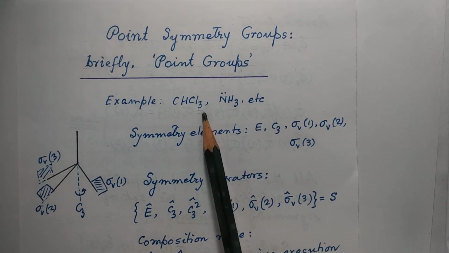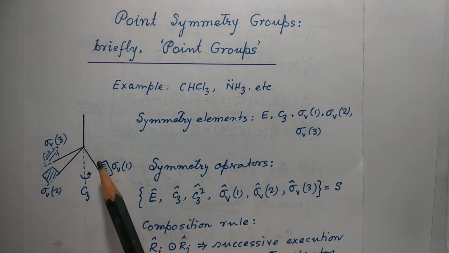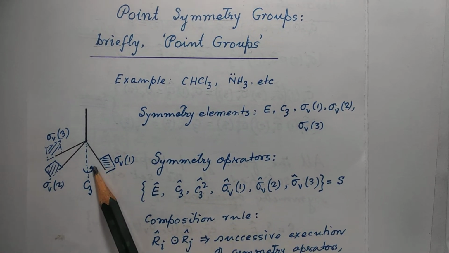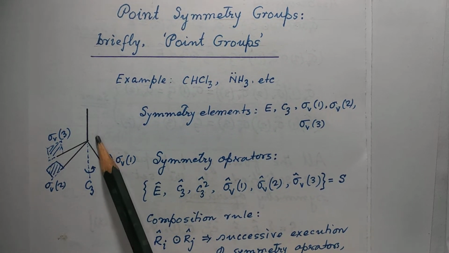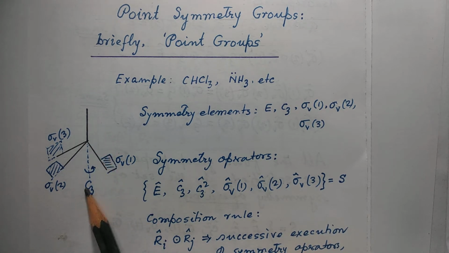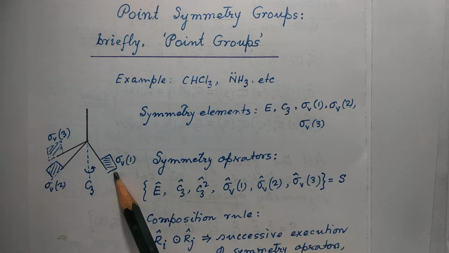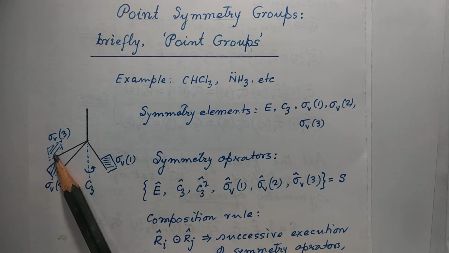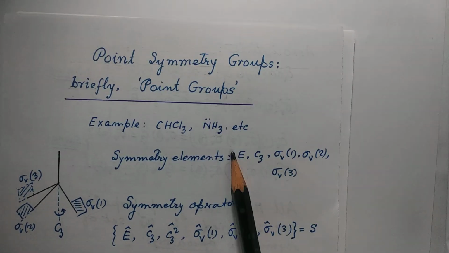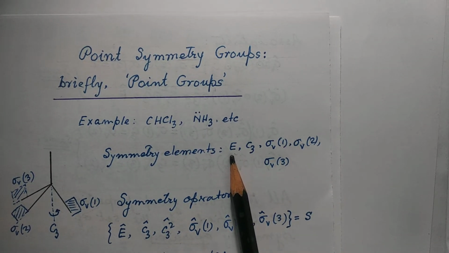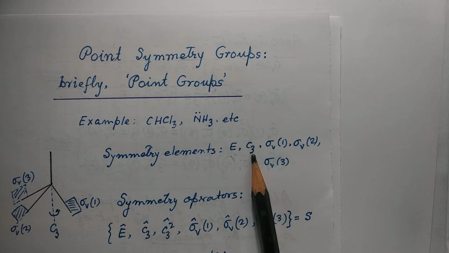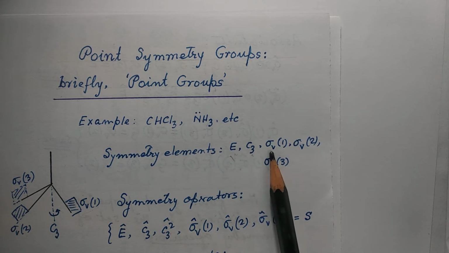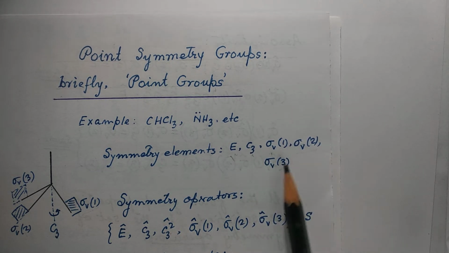Such molecules have a structure whose skeleton is like this. There is a threefold rotation axis, C3, and three reflection planes, sigma V1, sigma V2, and sigma V3. The symmetry elements are collected here: identity, C3 axis, sigma V1 plane, sigma V2, and sigma V3.